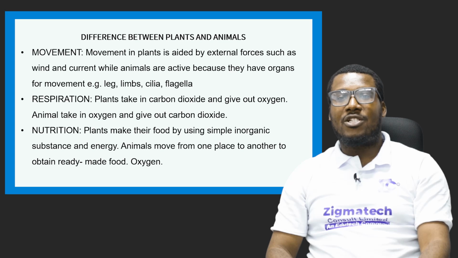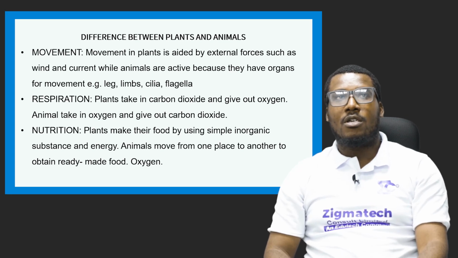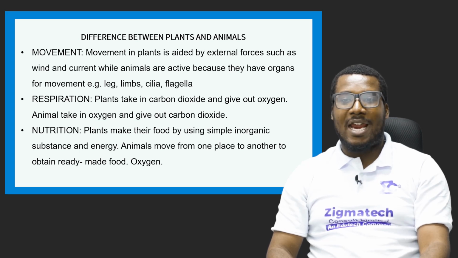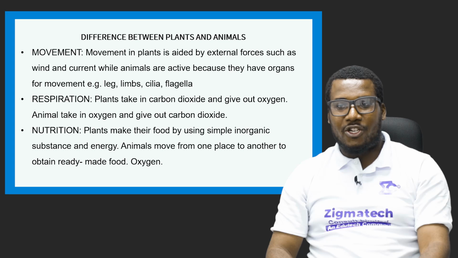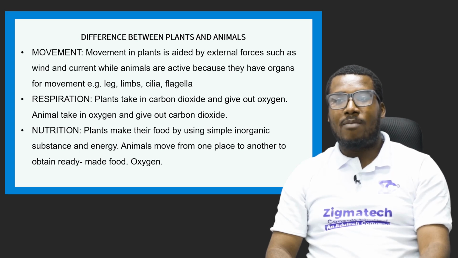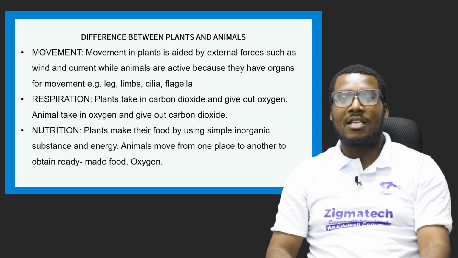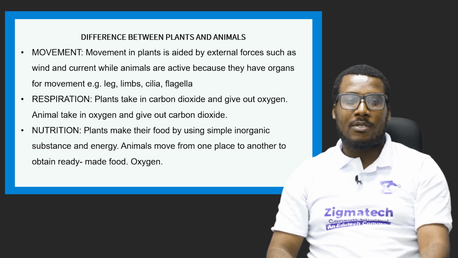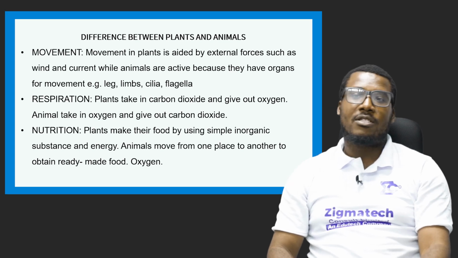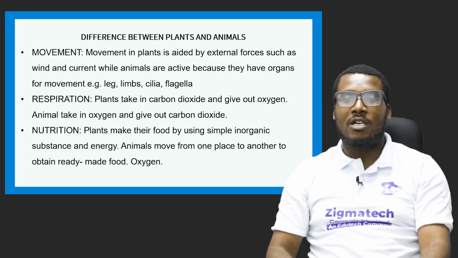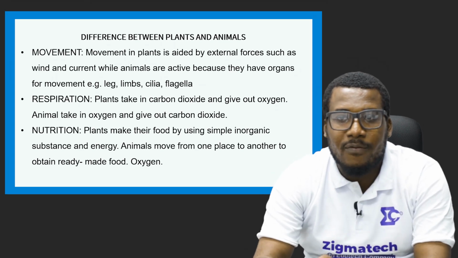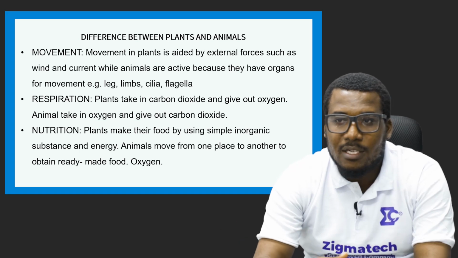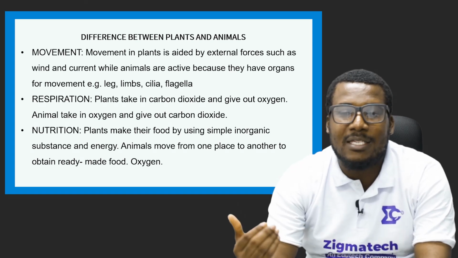The next one, Ninja, the N there is nutrition. Plants make their food by using simple inorganic substances and energy. So they derive their power from inorganic substances, wind, and the rest, things that are non-living. They use the sun as their food. They use the wind, the water, so many other components. The elements are their food.